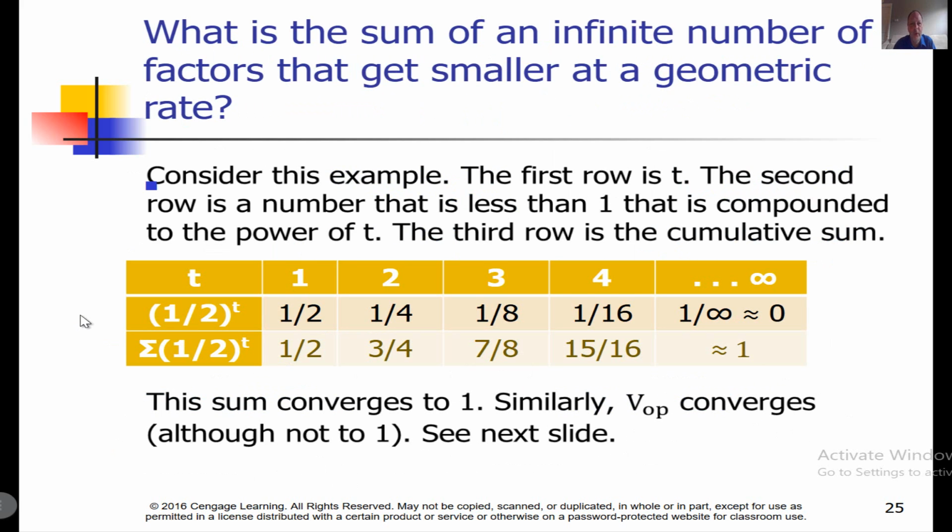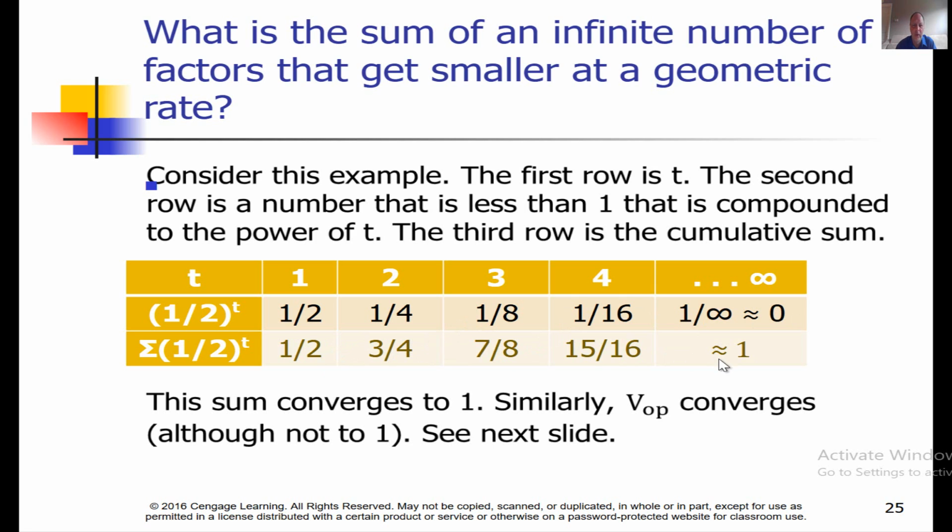In the example here, they show the sum of an infinite number of factors that get smaller and smaller at a geometric rate. Let's say t equals 1, 2, 3, 4, 5, etc., and each of these terms is 1/2. Then the first term is 1/2. 1/2 times 1/2 is 1/4. 1/2 times 1/2 times 1/2 is 1/8, times 1/2 again is 1/16, and this basically goes to 0. You can start summing these terms up: 1/2 plus 1/4 is 3/4, plus 1/8 is 7/8, plus 1/16 is 15/16, and that converges close to 1.